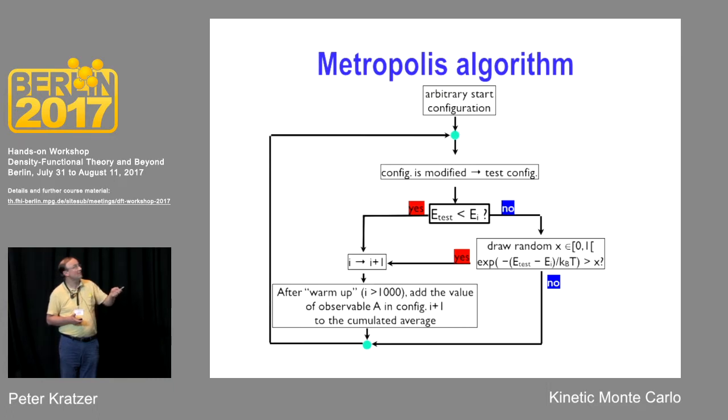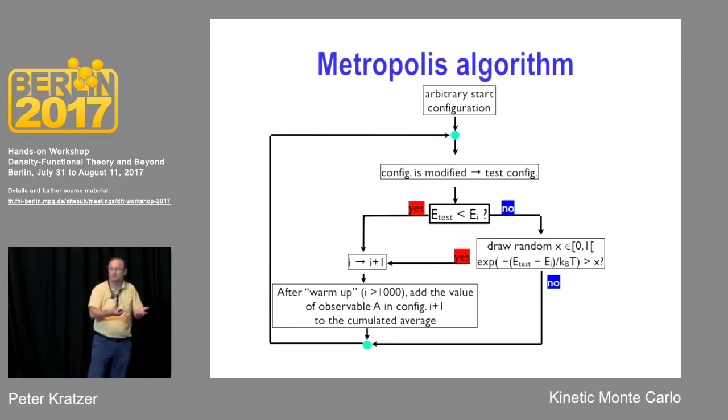And after a warm-up phase, you can use these configurations to calculate the cumulated average of A. So this is a big loop where you can calculate millions of configurations, and they are distributed according to the weight function W. So you achieve importance sampling by this procedure.